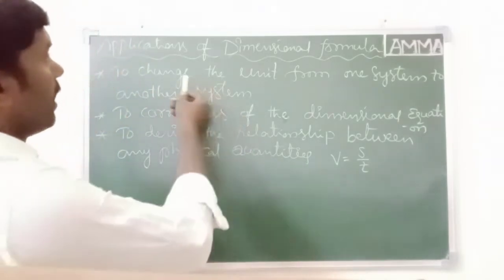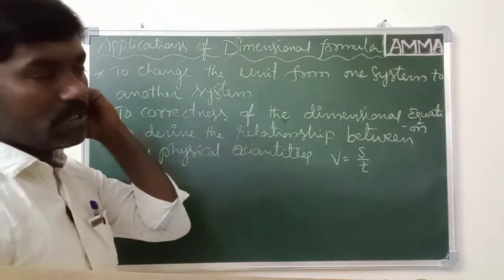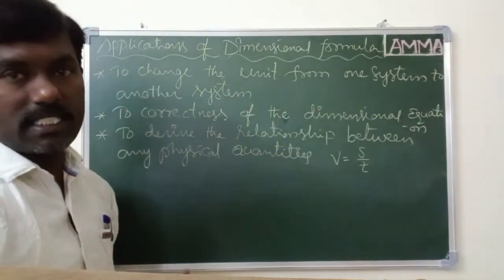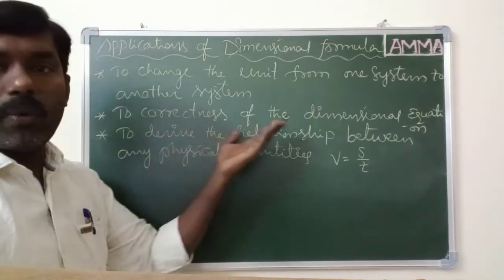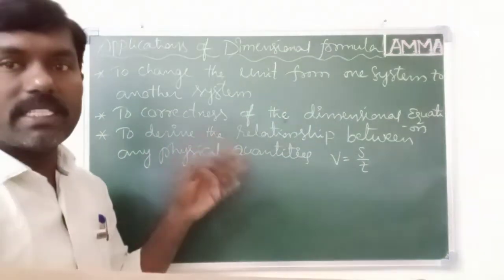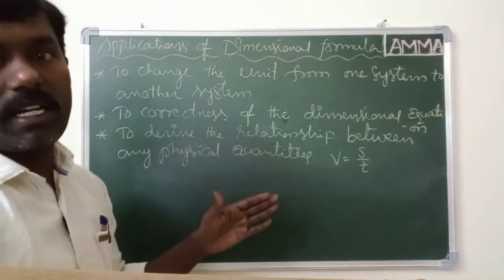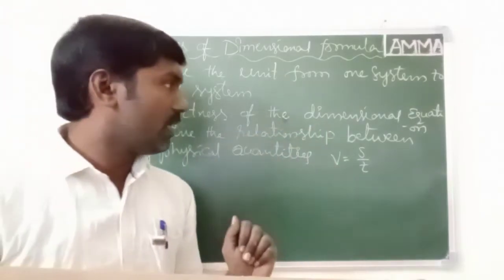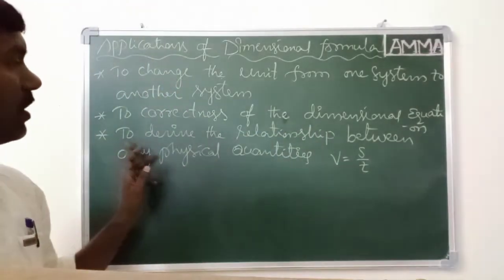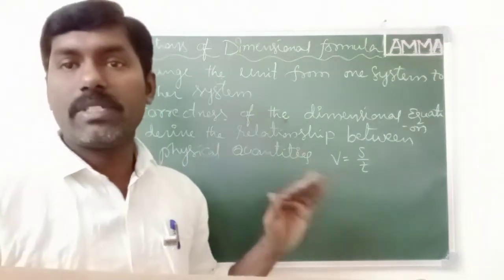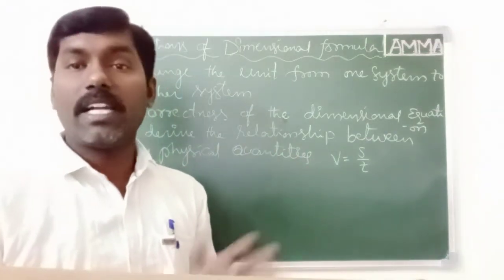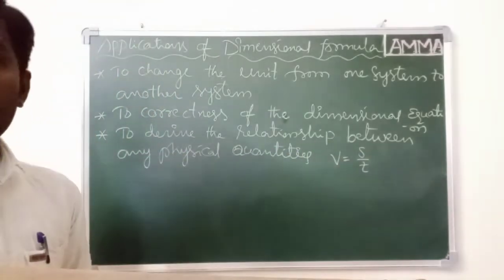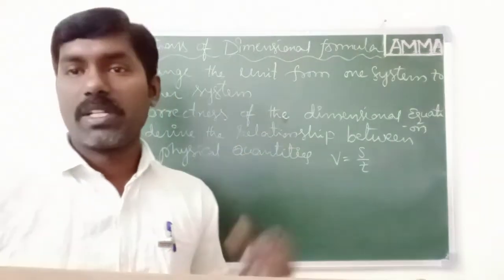Okay. So once again, the applications of the dimensional formulas: the first one is we can change the unit from one system to another system. The second one is, whatever the expression or formula is there, whether it is correct or wrong, we can decide by using dimensional formulas. And the third one is to derive any expression. Where more than one quantity is involved, we can find out the relationship between those physical quantities. These are the applications of the dimensional formulas.